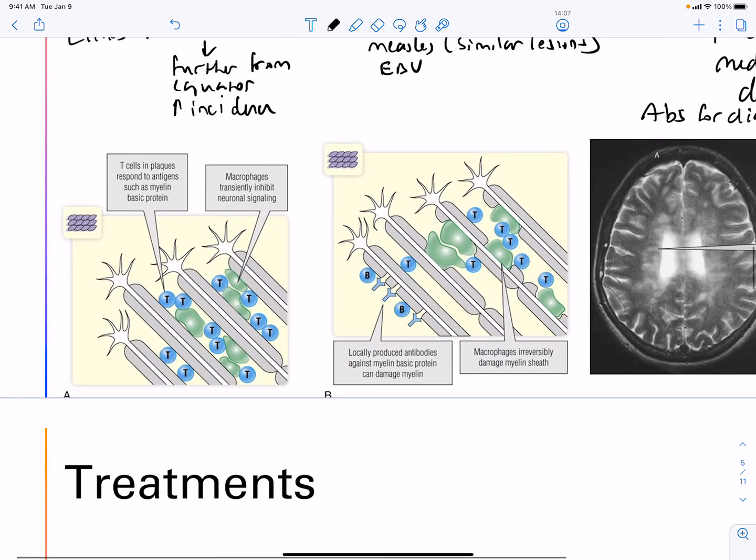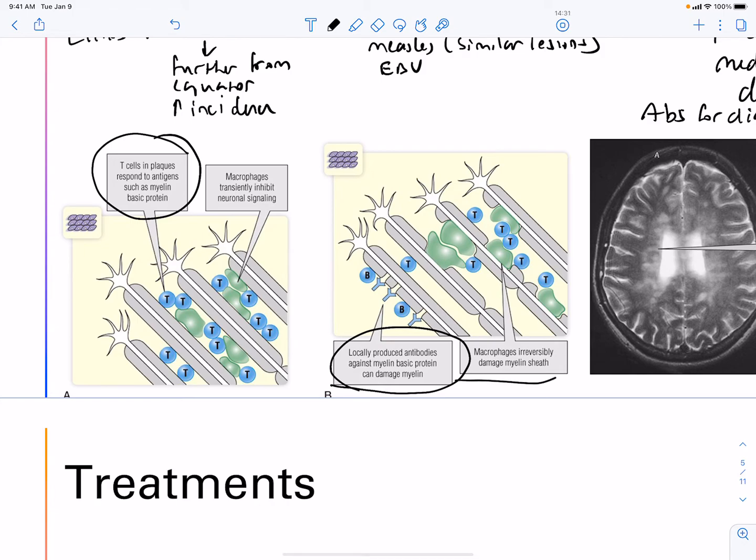So it's thought that your T cells are going to be responding to antigens like myelin basic protein. And then the macrophages are going to move in and inhibit signaling, but this is going to be reversible. And then locally produced antibodies against those myelin basic proteins can also damage myelin. And then your macrophages are going to cause irreversible damage to the myelin sheath.